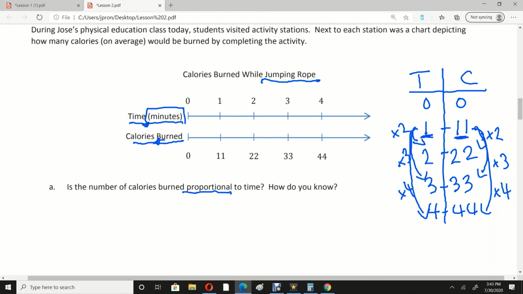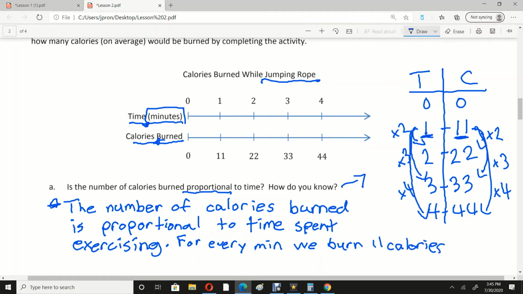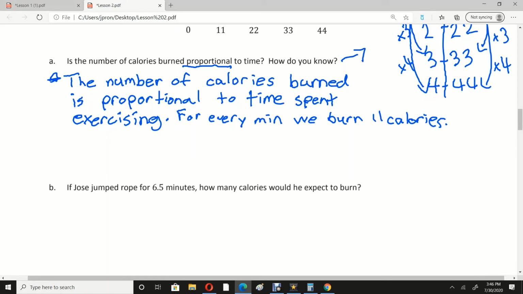So is the number of calories burned proportional to time? A full answer for this would be, and I'm going to give you just a second. All right, so right here is what a full response to that would look like. The number of calories burned is proportional to time spent exercising. And how do you know? Well, we proved it out over here. So if we did some work right here, that would be an acceptable portion of your answer, right? We know that for every minute we burn 11 calories, and that remains true throughout. From our table, we know that for every minute we spend, we burn 11 calories.